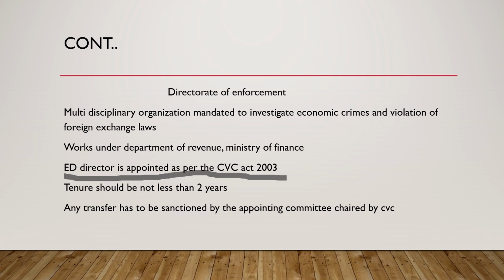Then about tenure, it might also come. Tenure should be not less than 2 years, and any transfer has to be sanctioned by the appointment committee chaired by CVC. The mandatory 2-year appointment period is followed by a maximum of 3 annual extensions. Maximum of 3 annual extensions are allowed after these two mandatory 2 years under the Central Vigilance Commission Act 2021. Now we would see what are the powers of Directorate of Enforcement.